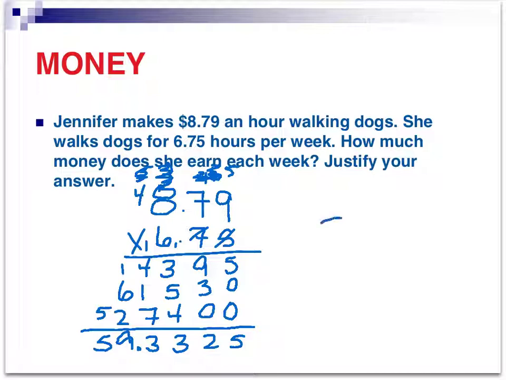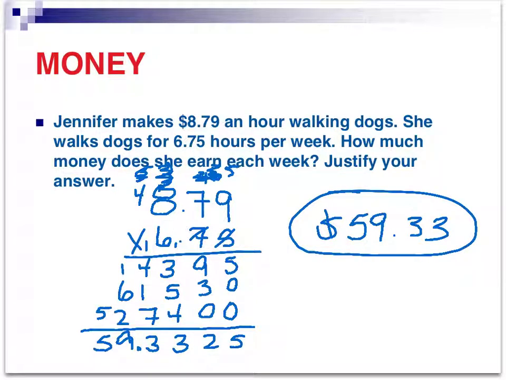So my final answer is going to be, how much money does she earn? She earns $59.33. And I can use estimation to see if that answer actually makes sense or not. I know that 8.79 is very, very close to $9. And I know that 6 3/4 hours, or 6.75 hours, is very close to 7 hours. Well, I know that 9 times 7 is 63 bucks. And $63 is very, very close to $59. This concludes the lesson, and now you have enough information so that you can use to answer the problems that you are assigned successfully.